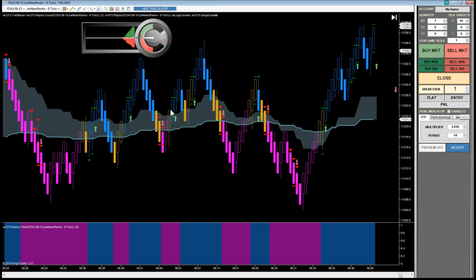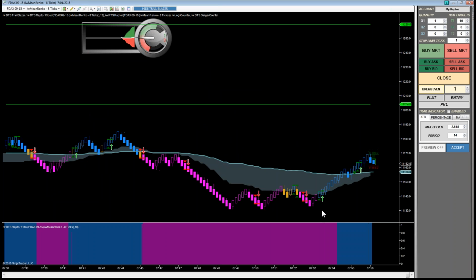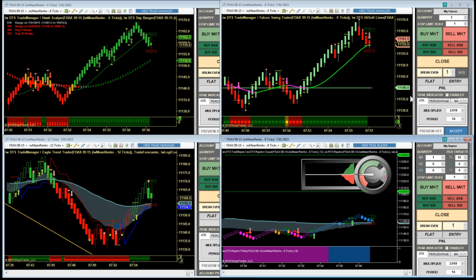A lot of choppiness in the DAX too. See all these yellow bars? The Raptor borrows that from the Hawk. So it tells you when the market is sideways, when it's choppy, when it's best avoided. And now we're looking at possibly a trend change to the upside. We'll see. The band is still bearish. I wouldn't get too excited about buying it just at the moment.